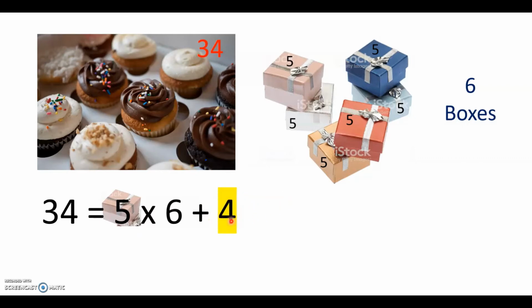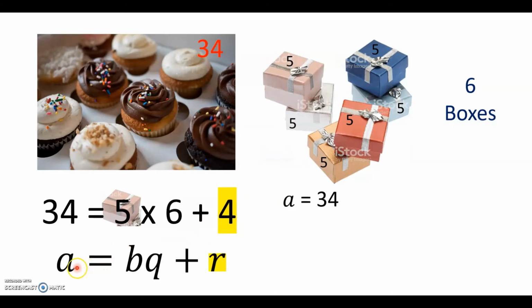Okay, let's write this as an expression of A, B, Q and R. So A is 34, B is 5, Q is 6, R is 4. R is the remainder. Now this remainder, we know, has to be less than 5. If this is 35, then what will happen? Your remainder will be 0 because then the 6 will become 7. So this remainder R will never be equal to this number 5, or this number B.